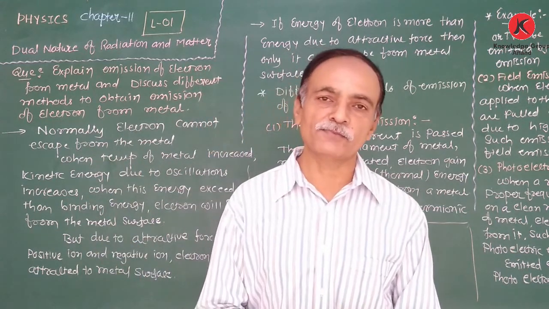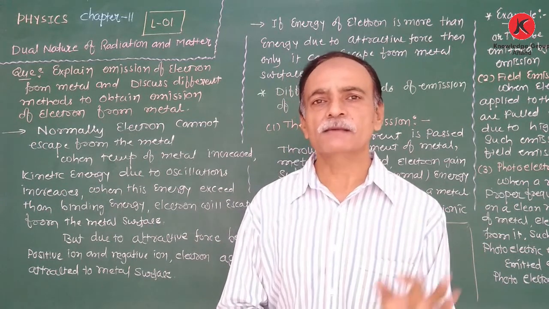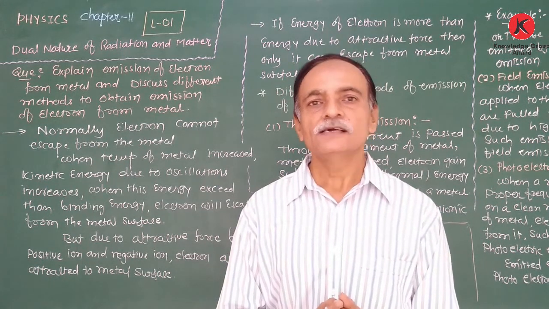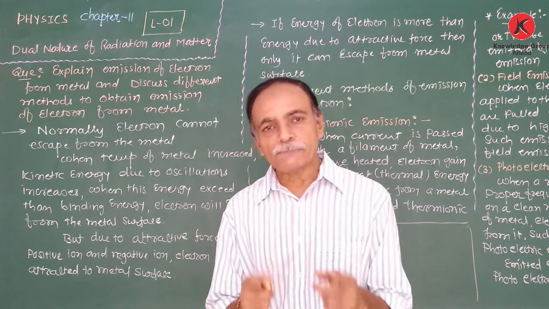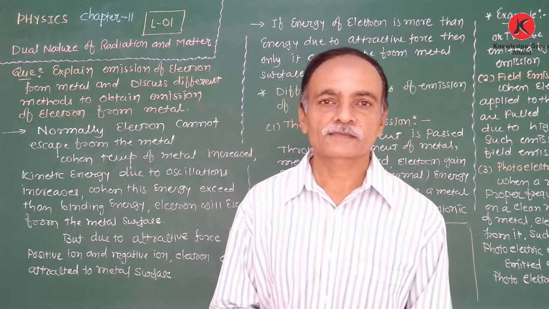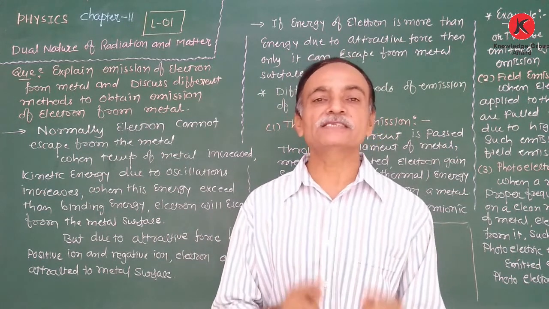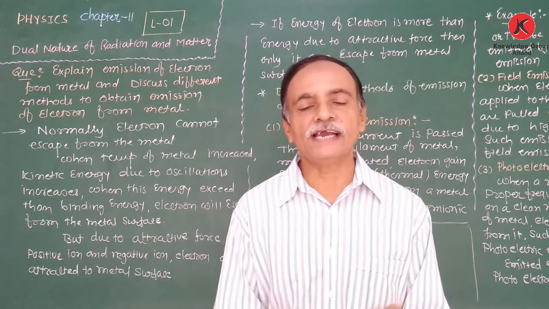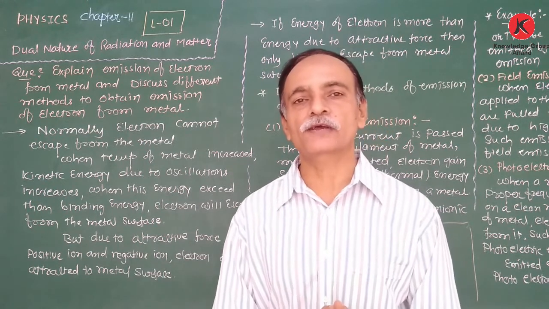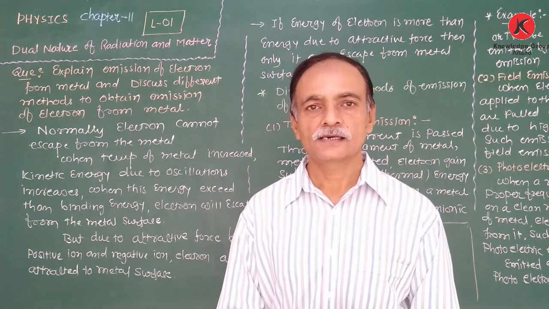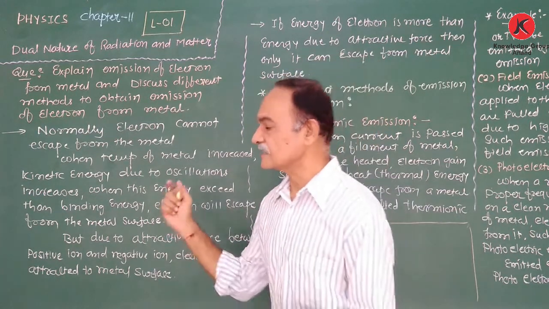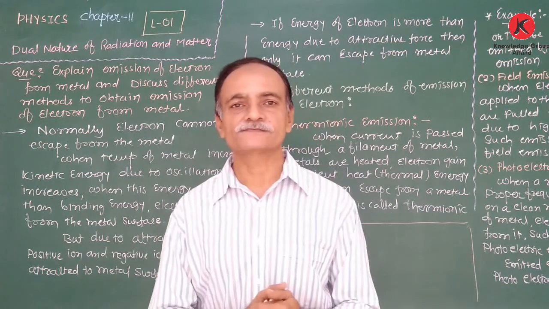Questions asked in the board exam from this chapter. This chapter is very easy. The main thing is photoelectric emission. The number of photoelectrons emitted from the metal depends on which parameter of the incident light? And the kinetic energy of the emitted photoelectron depends on which parameter? We also discuss with the help of a graph and then discuss its characteristics in this chapter.